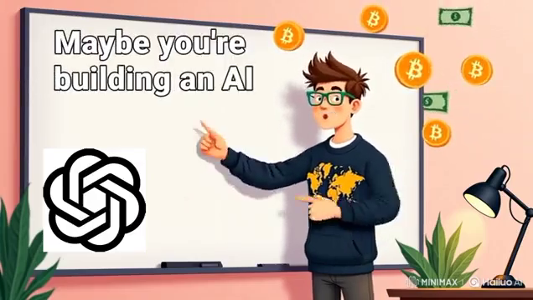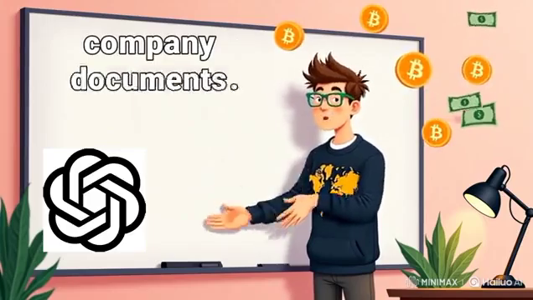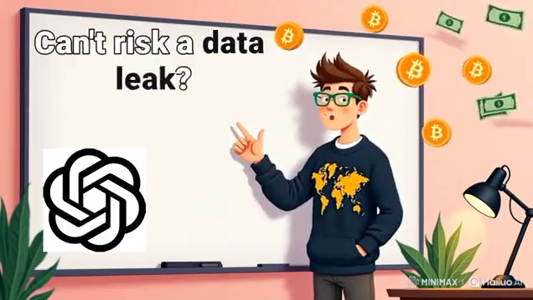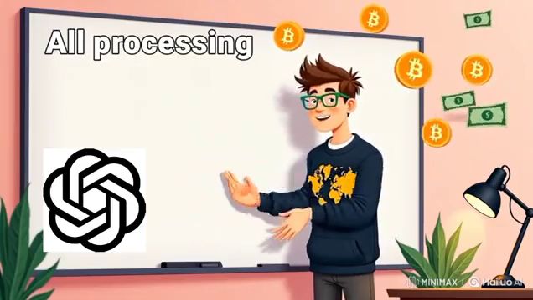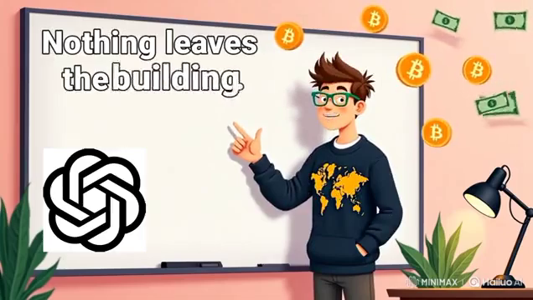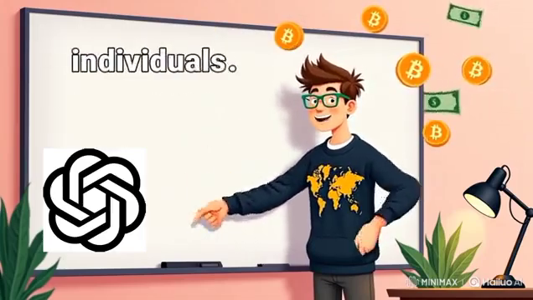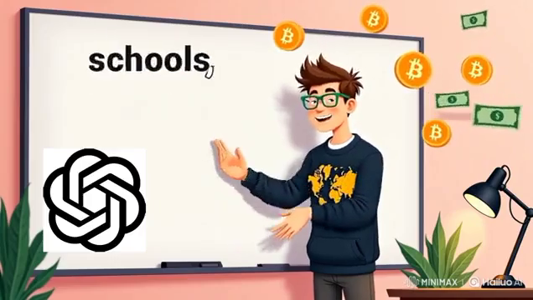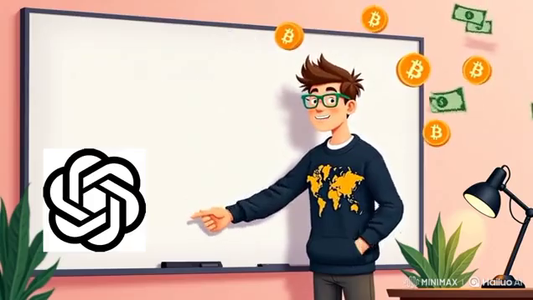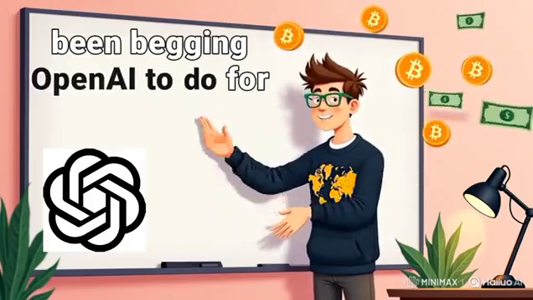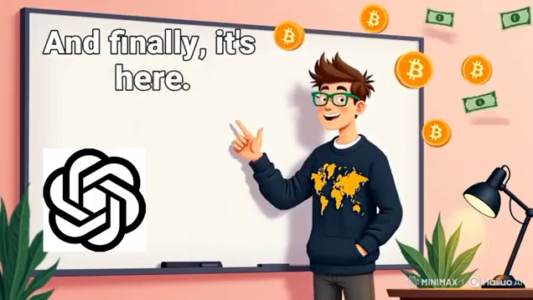Maybe you're building an AI that analyzes confidential company documents. Can't risk a data leak? GPT OSS has your back. All processing stays local. Nothing leaves the building. And this isn't just good for individuals. Entire businesses, schools, and even governments can now deploy AI without fear of external snooping. This is what people have been begging OpenAI to do for years, and finally, it's here.